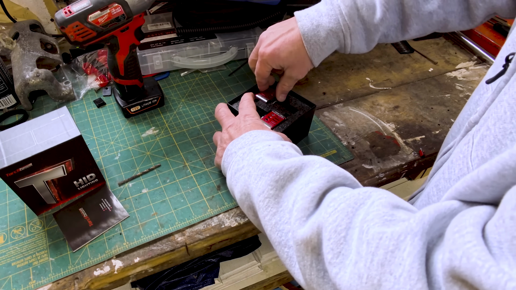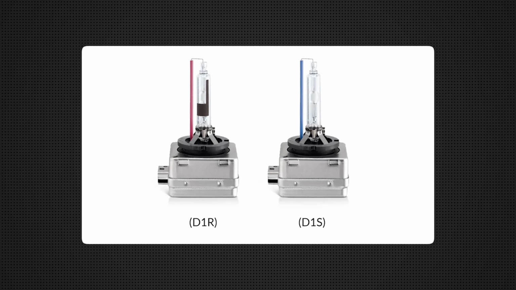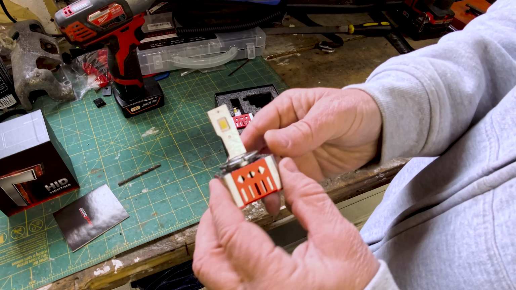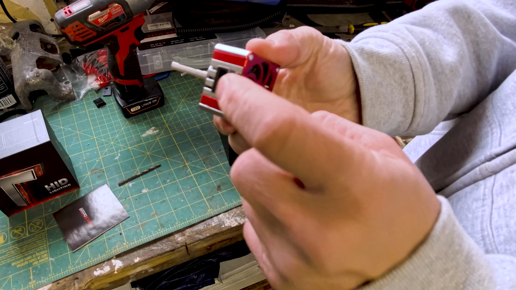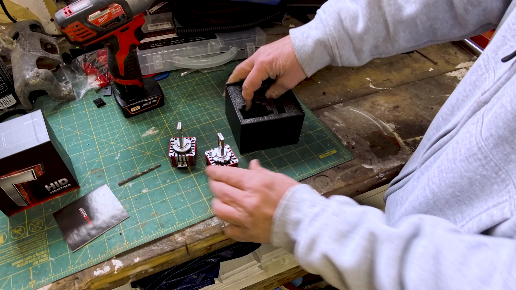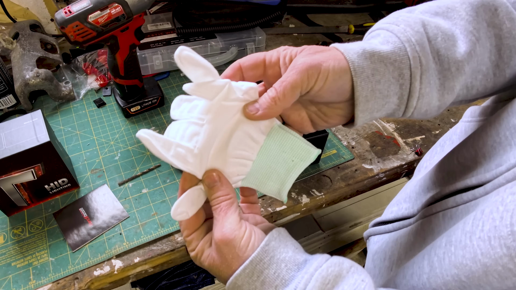And then this is our first look at the bulb. These are D1S replacement bulbs. So if you have a D1S style HID headlight, then these are a direct replacement using the factory wiring. So it's just got one bulb and another bulb. Oh, and if you pull out the protection, you've got some fancy gloves.